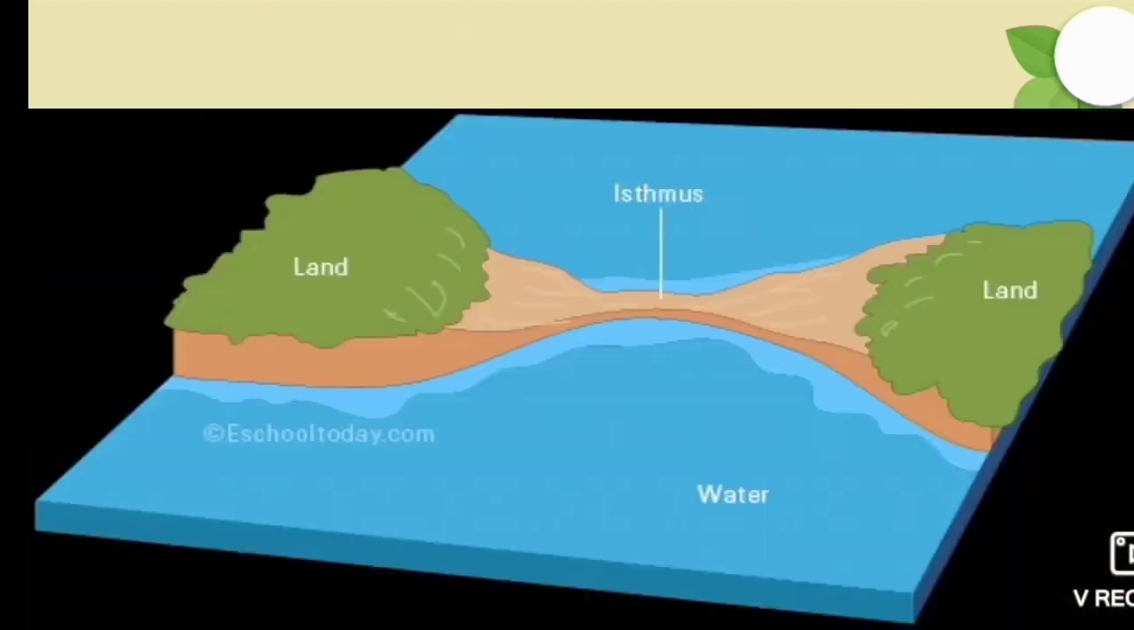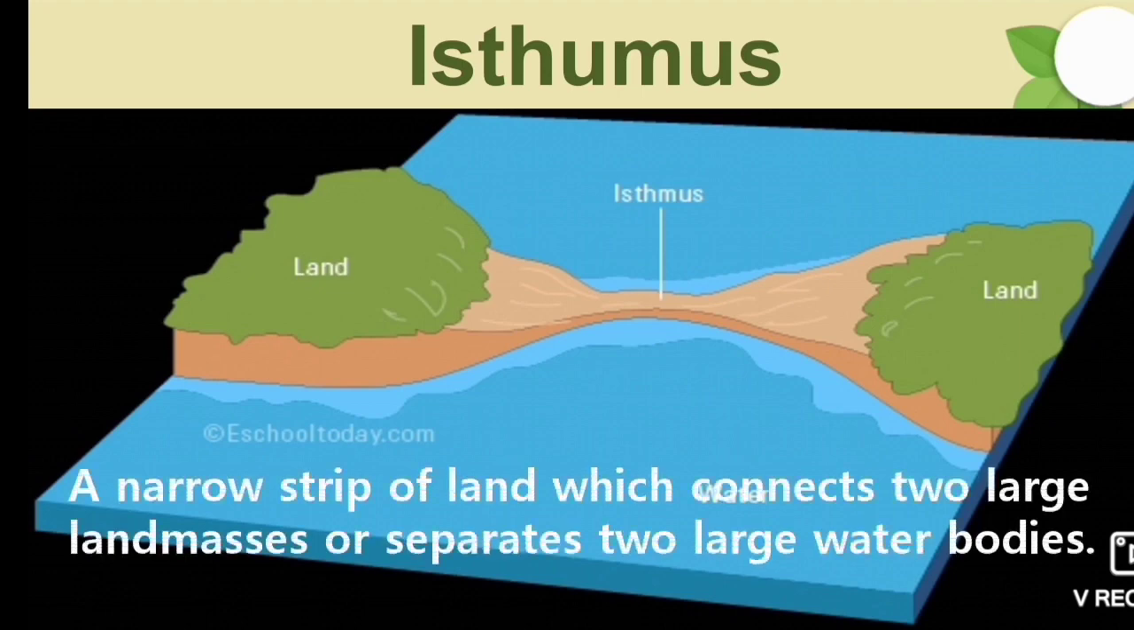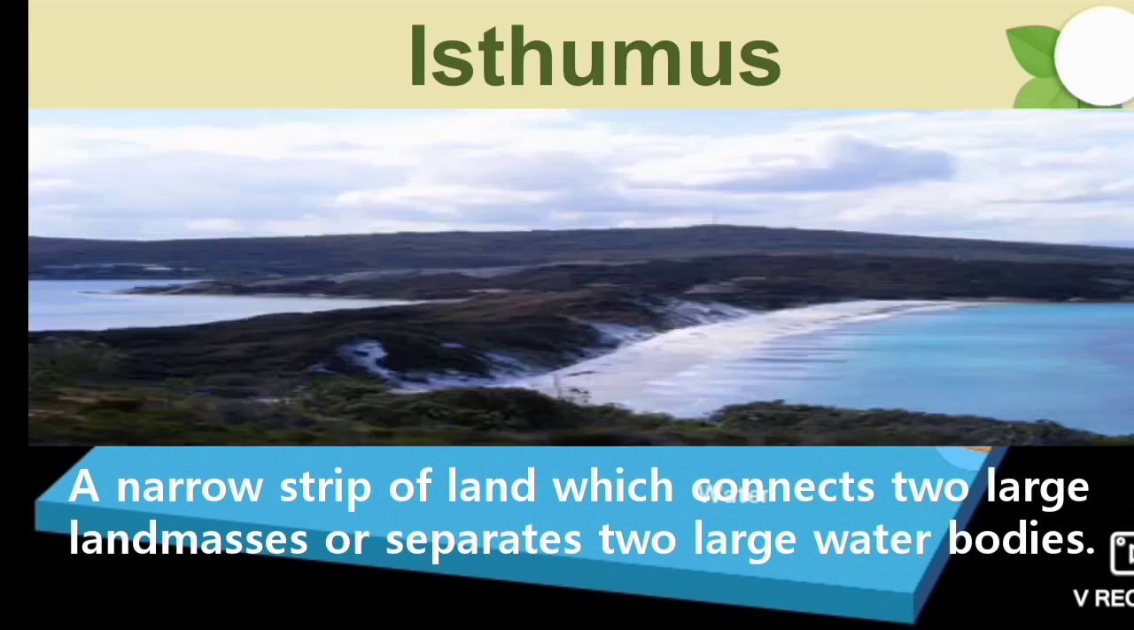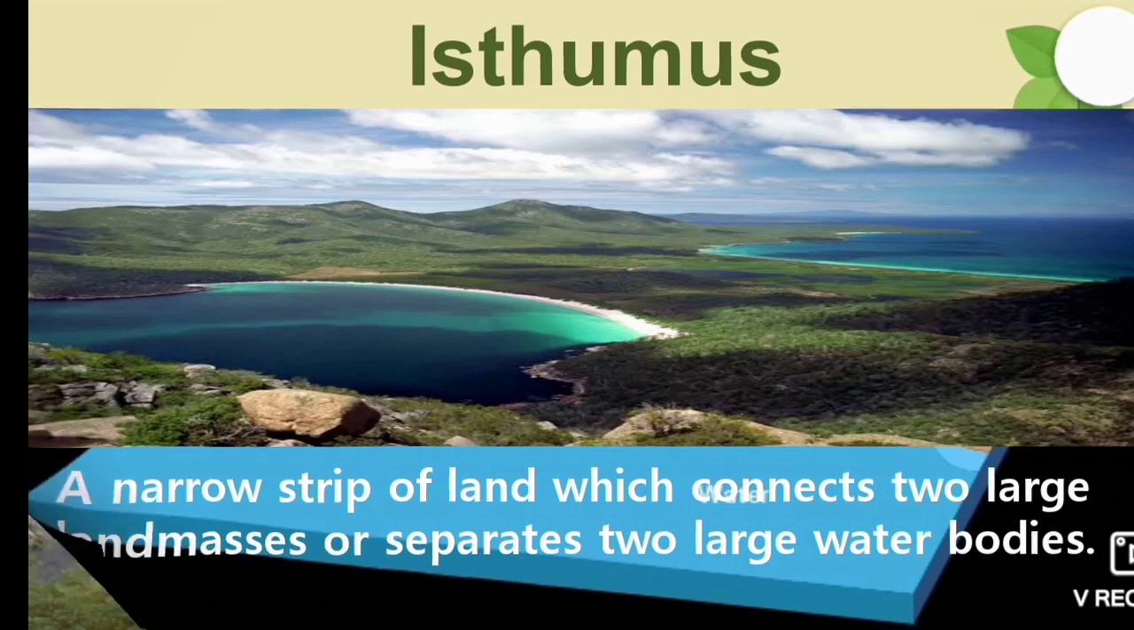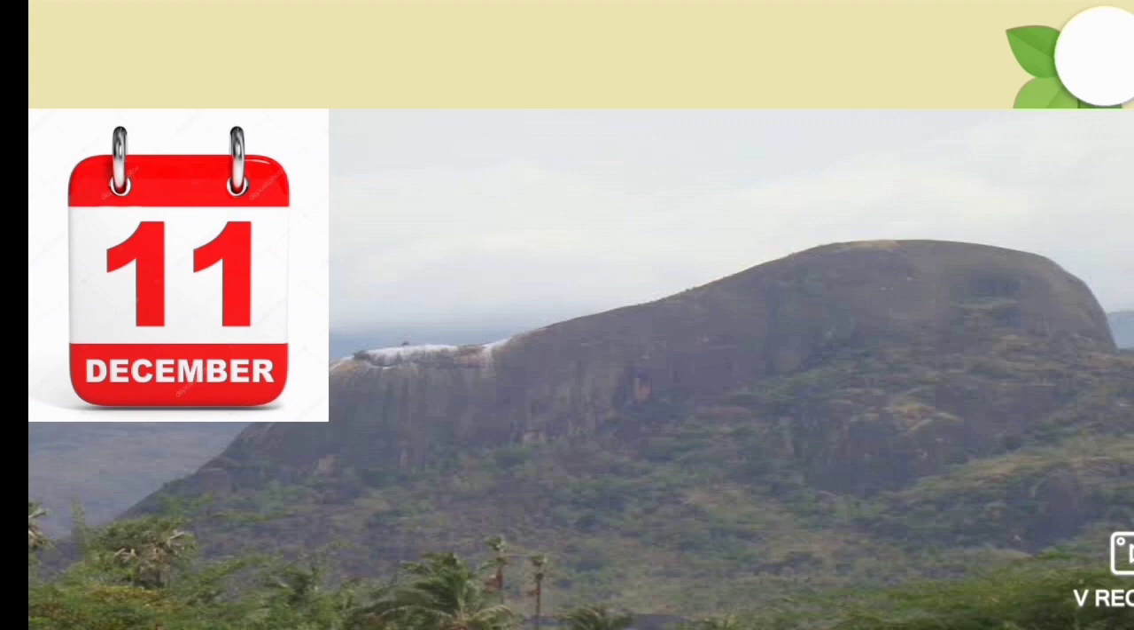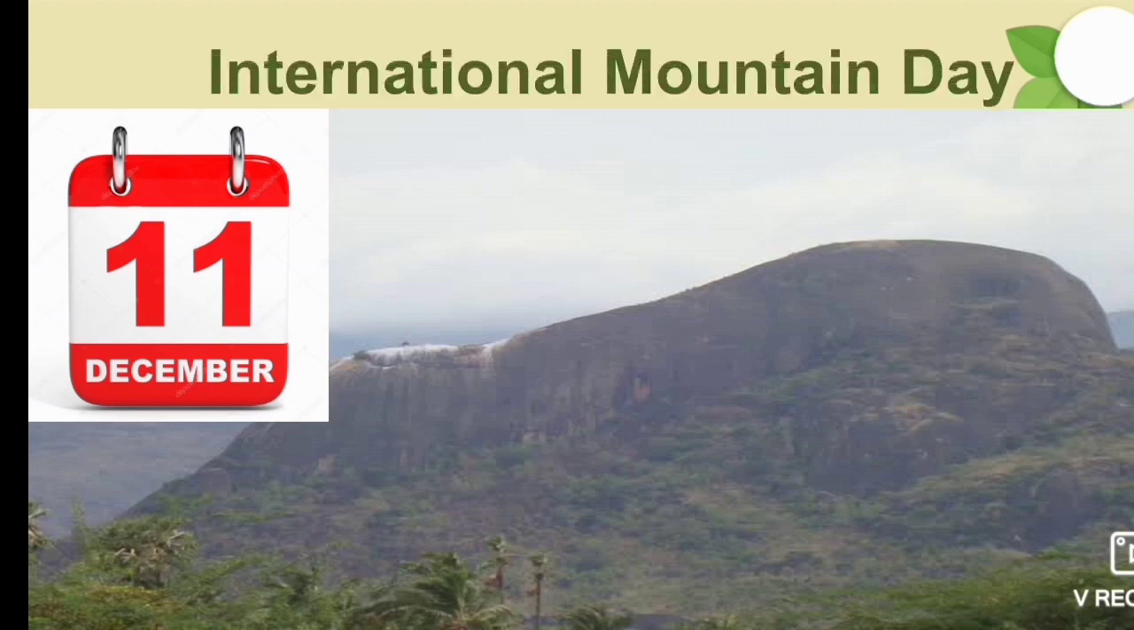Students, next is isthmus. A narrow strip of land which connects two land masses or separates two large water bodies is known as an isthmus. Once again I repeat, students, a narrow strip of land which connects two large land masses or separates two large water bodies. Students, do you know, December 11 is International Mountain Day.